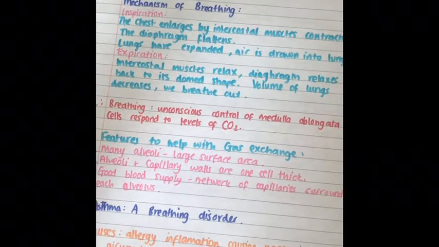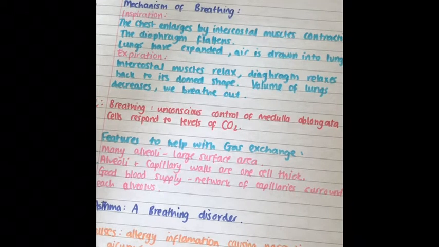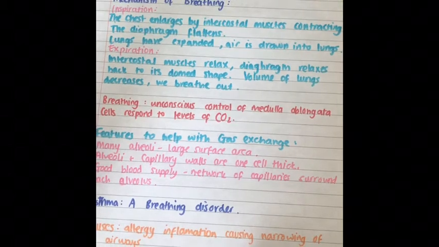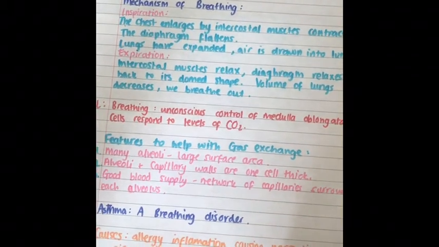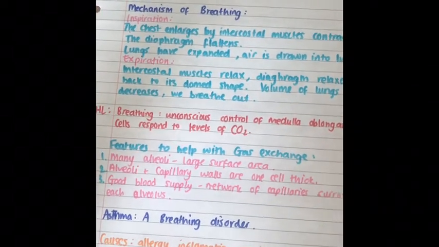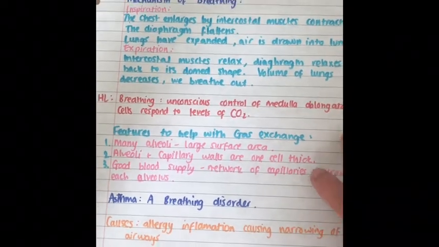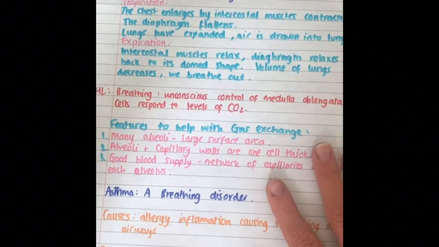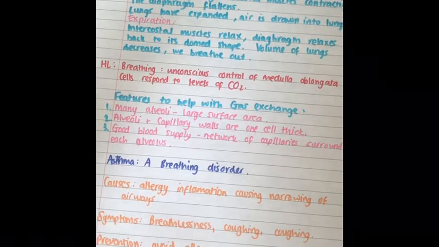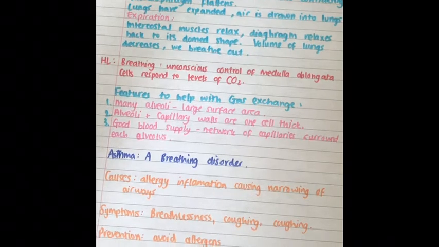The cells inside our brains respond to the levels of carbon dioxide. They do not respond to the levels of oxygen. So when our levels of carbon dioxide are too high in our body, maybe after exercise, that's telling our body that we need to be taking in more oxygen and getting rid of more carbon dioxide. We're not responding to the low levels of oxygen. We're responding to the high levels of carbon dioxide. That's the one point that you guys need to remember for higher level, okay, for this respiratory unit.